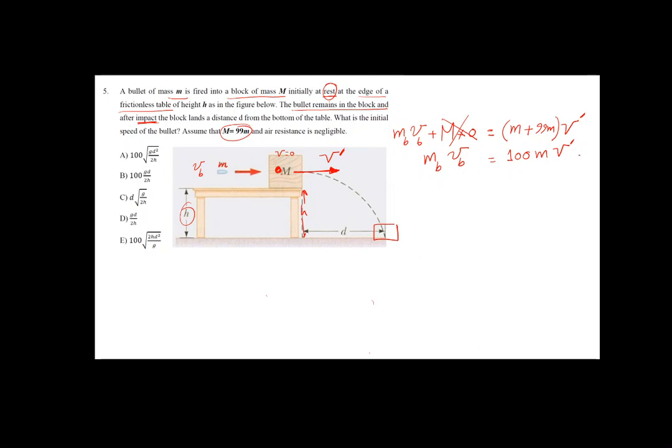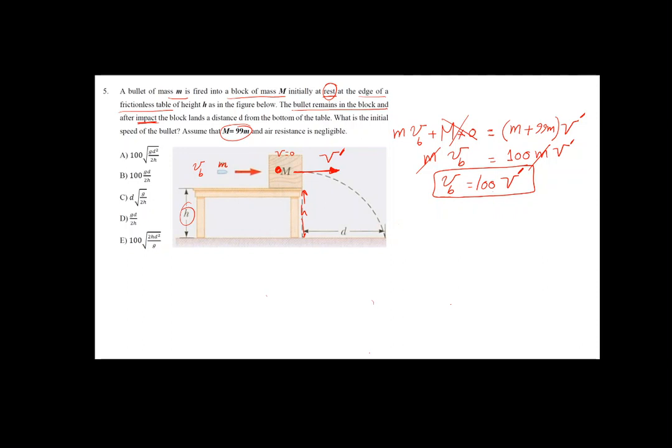I'm looking for what? I'm looking for this one, the speed of the bullet. So the speed of the bullet equals, and actually the mass of the bullet is m, so we can remove this m with this m. So it's easy to say VB equals 100 times V prime. So this is the first equation: the speed of the bullet equals 100 times the speed of the two objects after collision, which is V prime.